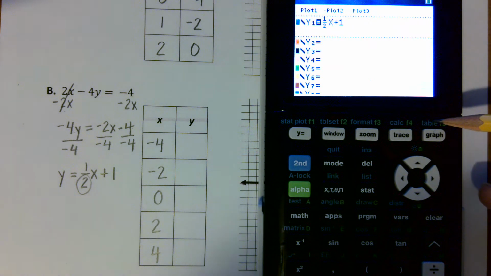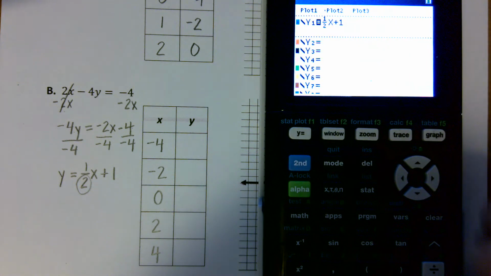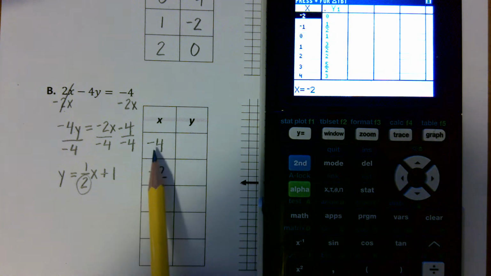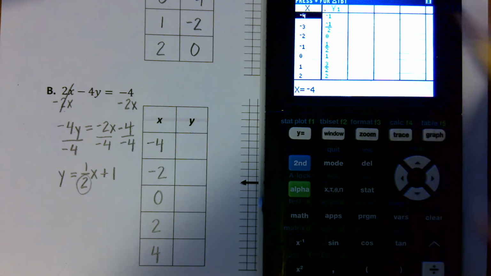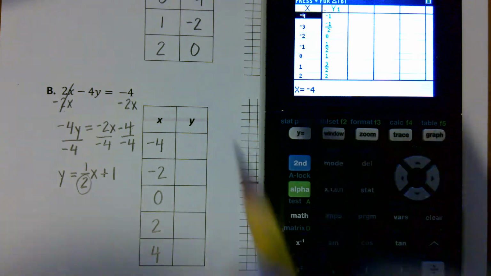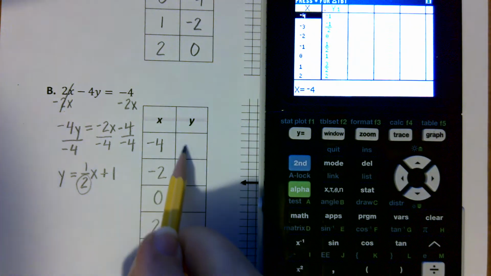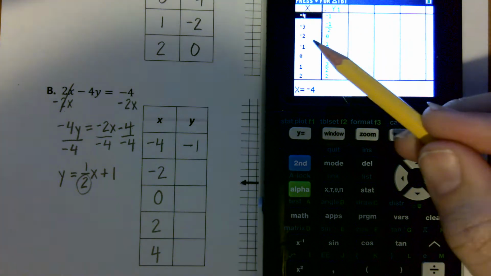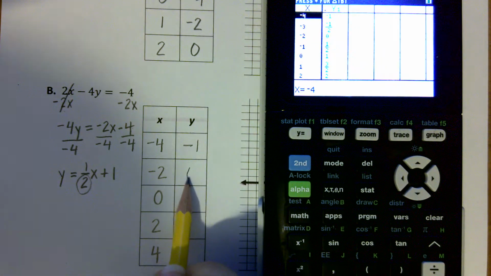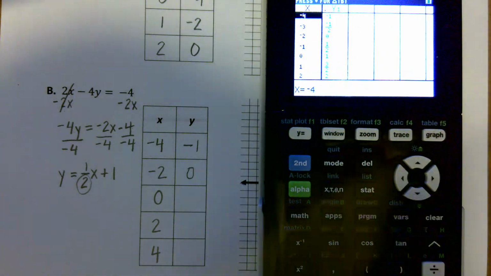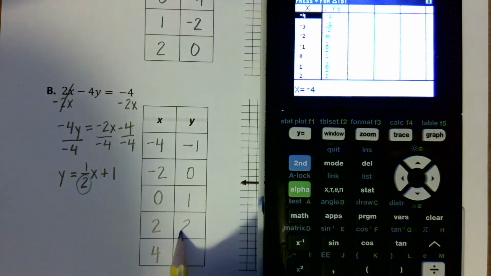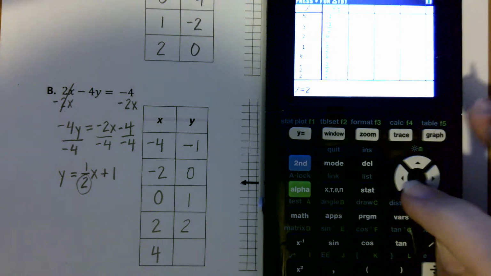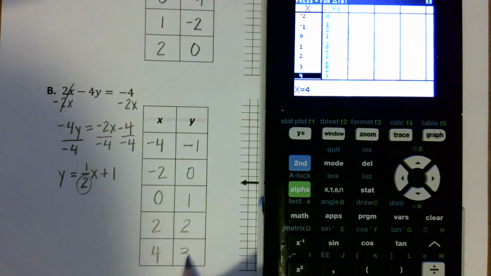Let's get our table of values. Second graph for the table. And I go to where x is negative 4. You might have to move your up arrow to get to that. When x is negative 4, y is negative 1. When x is negative 2, y is 0. When x is 0, y is 1. When x is 2, y is 2. And then finally, when x is 4, y is 3.